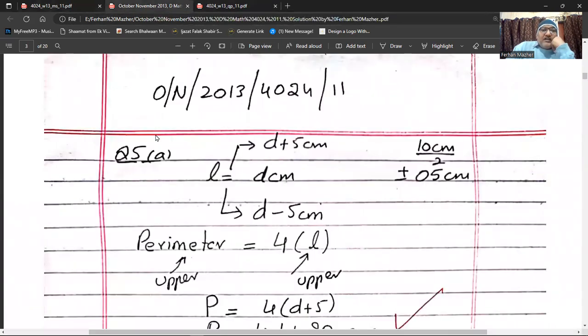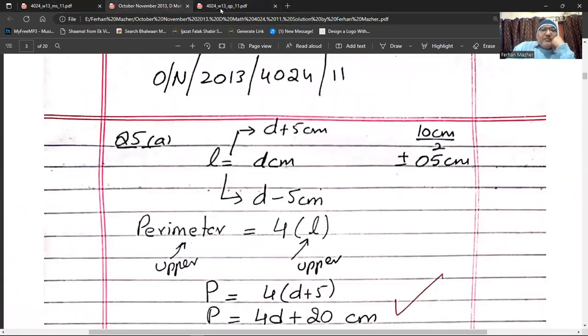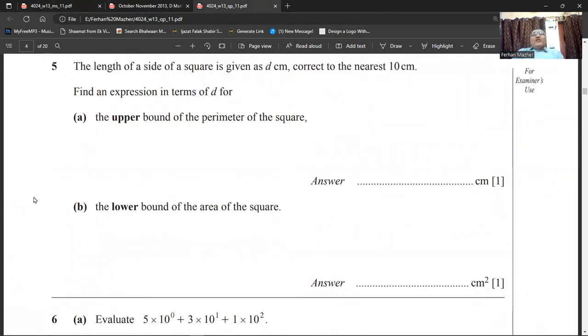Question number 5 is coming up on your screen. The length of a side of a square is given as d centimeter, correct to the nearest 10 centimeter. Find an expression in terms of d for A part, the upper bound of the perimeter of the square.